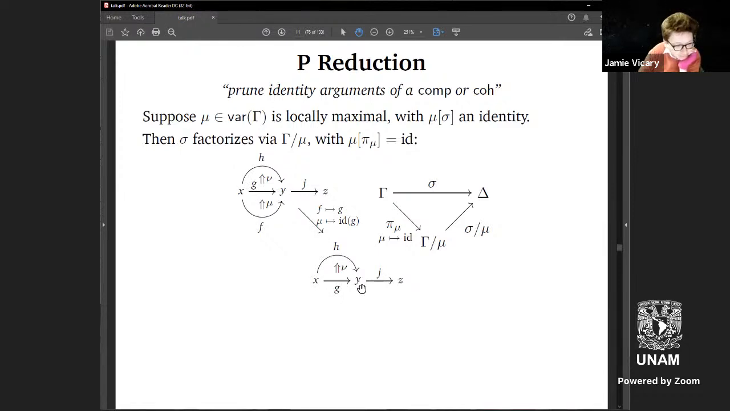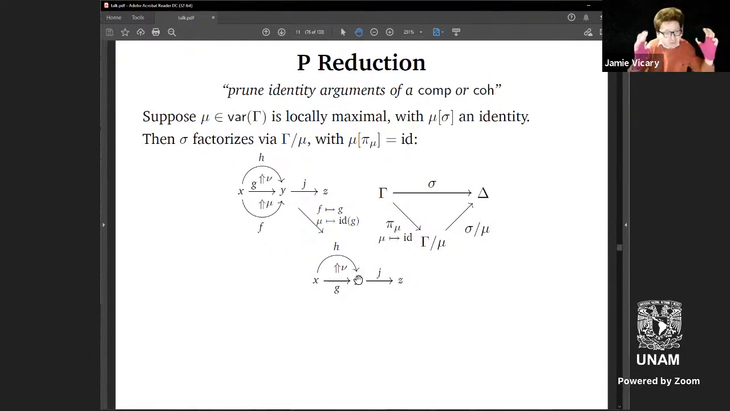So now what's this functor? Well, everything is sent to itself. J is sent to J, Z is sent to Z, Y is sent to Y, etc. G is sent to G. F, though, is sent to G because we've collapsed mu. And what is mu sent to? Mu is sent to the identity on G, right? Makes sense. And it's a perfectly valid functor. And if sigma had the property of sending mu to an identity, sigma must factorize through this functor. It's the beauty of this system.